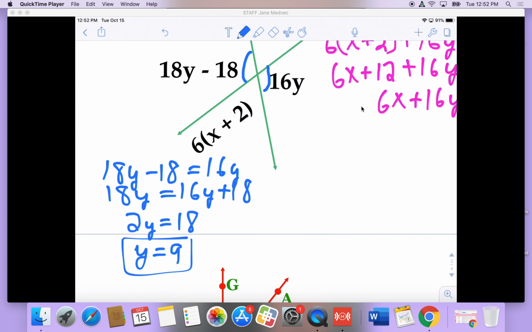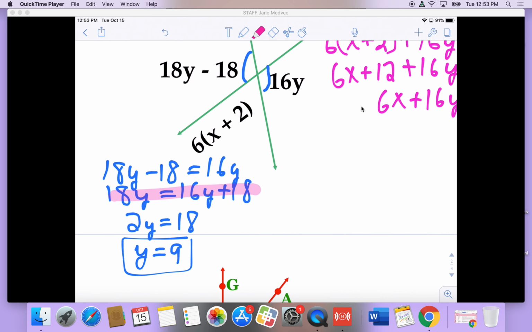You could have also, at this step right here, subtracted, I'm sorry, not that step, this step right here. I could have subtracted 18y and gotten negative 2y and then divided by negative 2. So that's another way of solving it, but this is great.